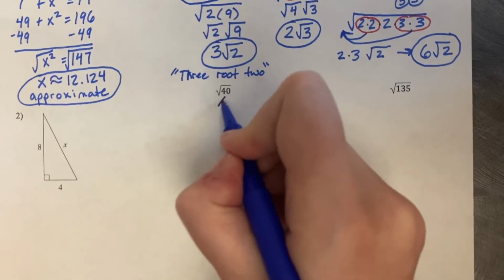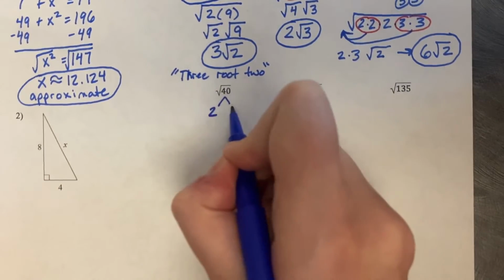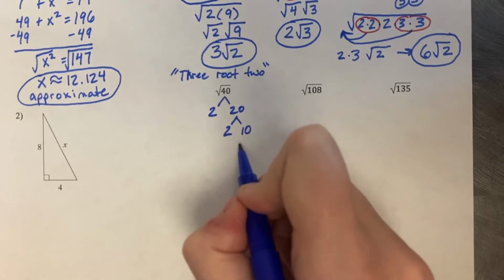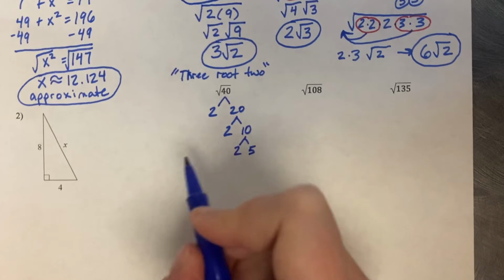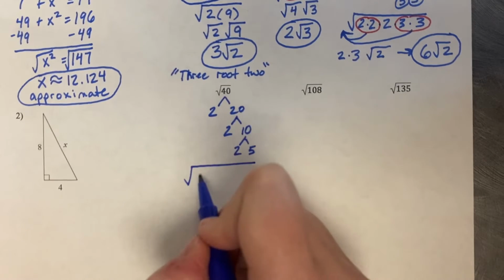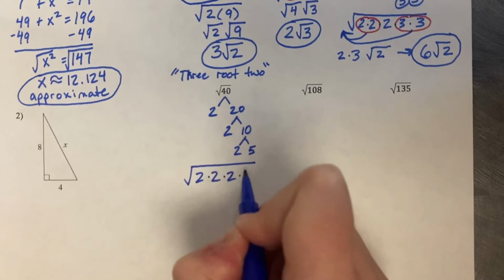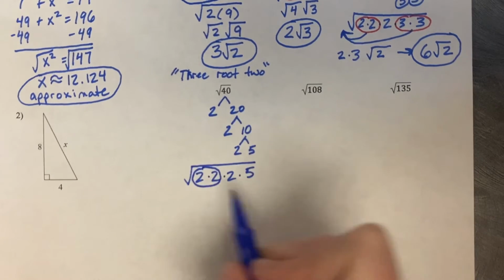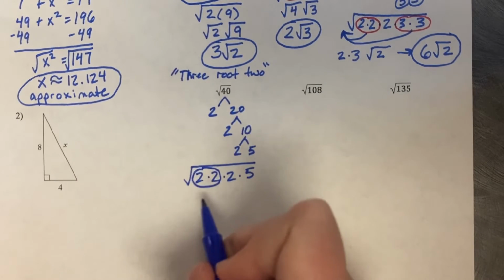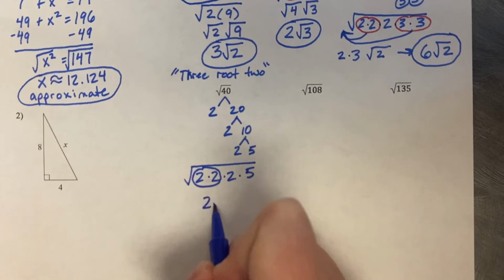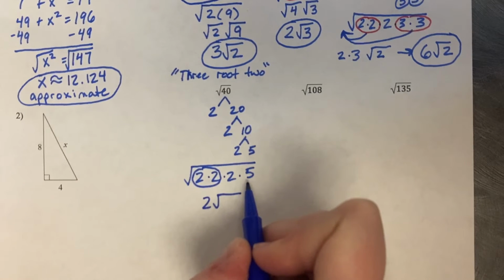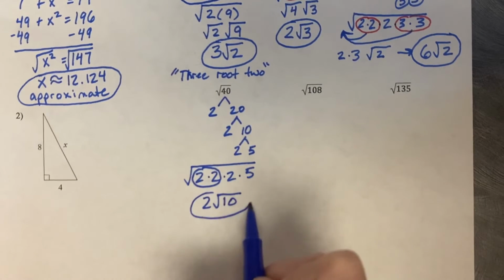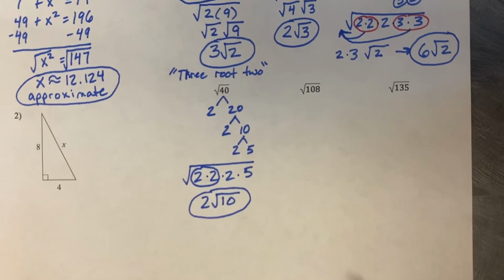Square root of 40, 2 and 20, 2 and 10, 2 and 5, 2 times 2 times 2 times 5. I got a pair of 2's. 2 times 2 is 4. The square root of 4 is 2. And then the 2 and the 5 are not a match, so we just multiply those back together to make 10. 2 root 10.